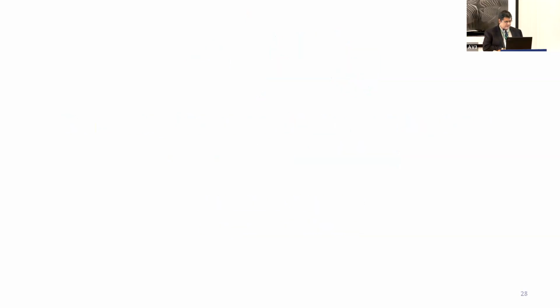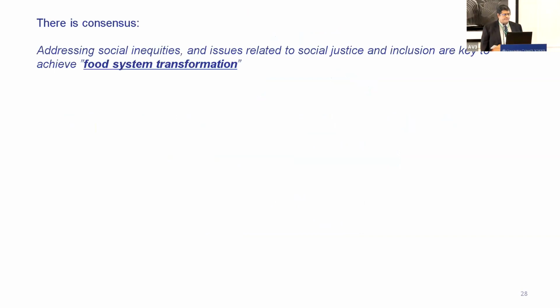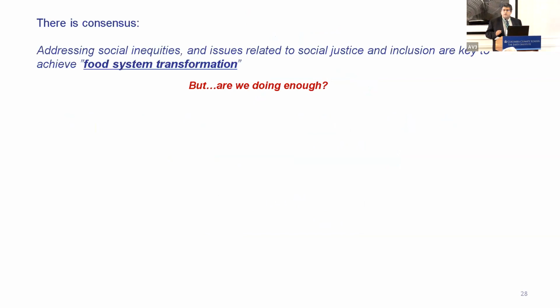So I'll start by saying that I think there is consensus that addressing social inequities and issues related to social justice and inclusion are key to achieve food system transformations, right? And I highlight food system transformation because it's a phrase that we've been hearing since yesterday in our sessions and through all these presentations. But the question is, are we doing enough?